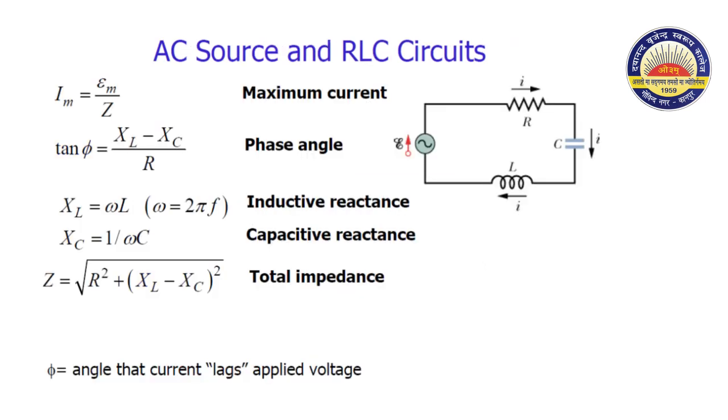So after analyzing the AC circuit, we get the maximum current, that is the peak current value Im, equal to epsilon m by Z, or we can also write it as Em by Z, and tan phi is equal to XL minus XC upon R, which is the phase angle. XL is equal to omega L, which is the inductive reactance. XC is equal to 1 upon omega C, which is the capacitive reactance, and Z, which is the total impedance, is equal to under root R square plus XL minus XC whole square.